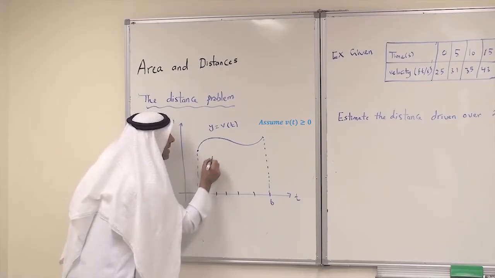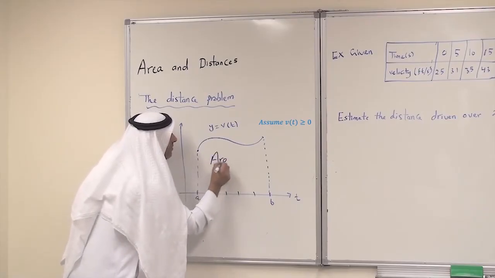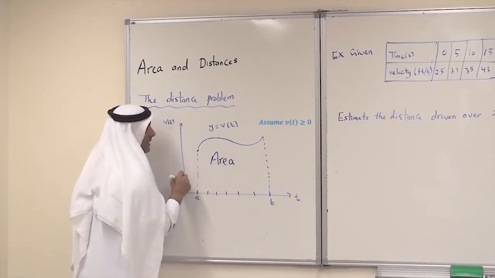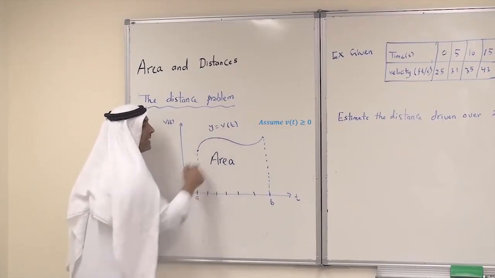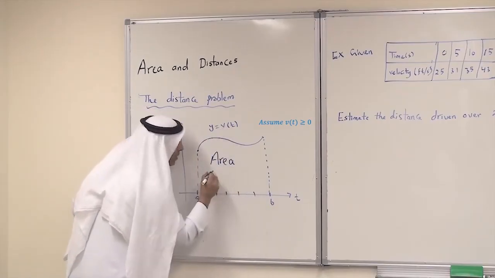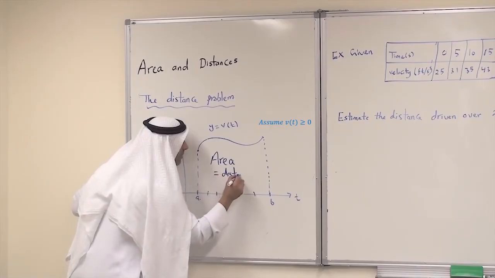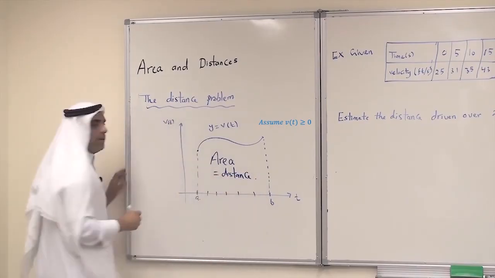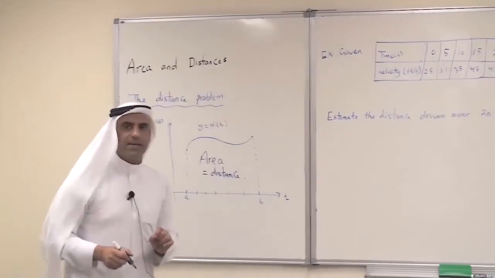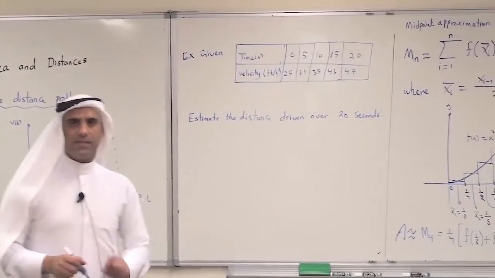So the area here under the curve, if this curve represents the velocity of a particle, then this area under the curve will give me what? The distance traveled by the particle. Let us take now an experiment and see how to estimate the total distance.